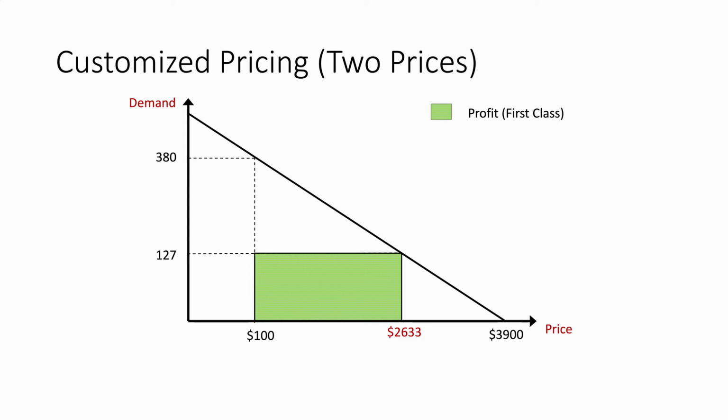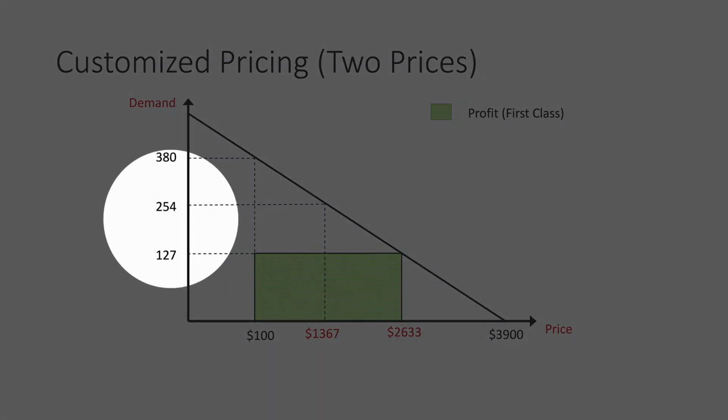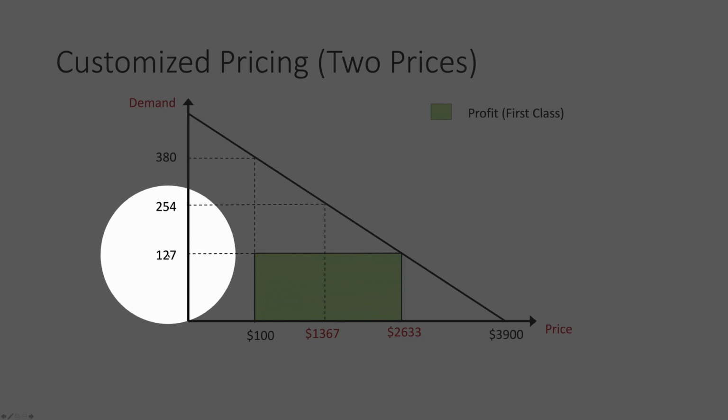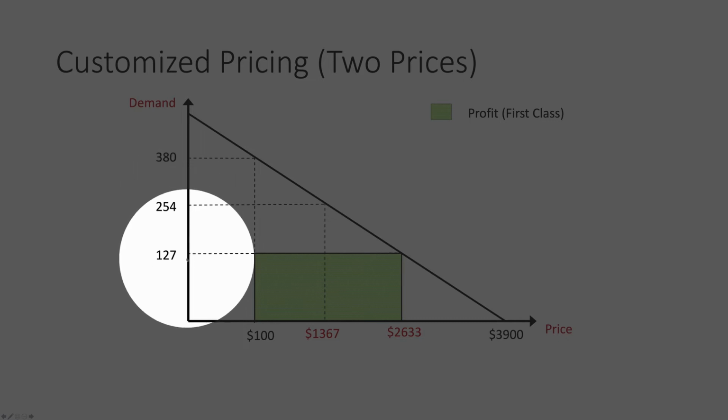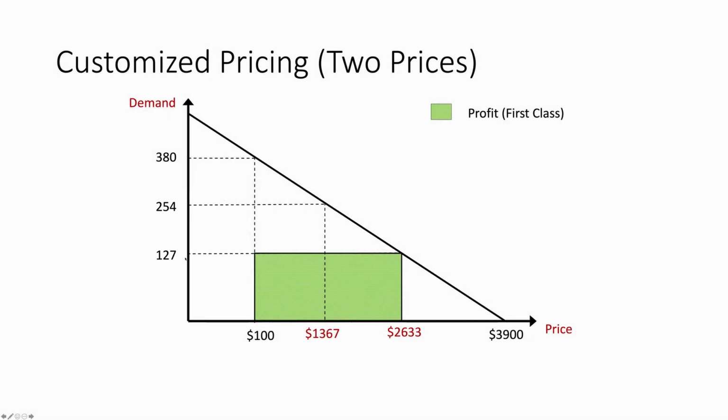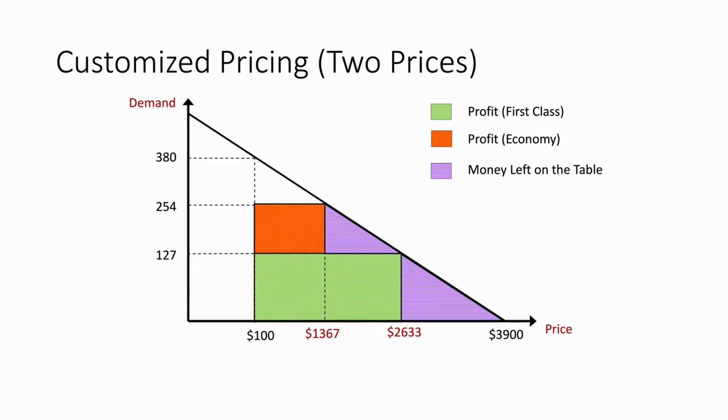Next, we charge a lower price on the economy class, $1,367. And the demand we receive from the economy class would be 254 minus the customers already served, 127. So this segment is the demand for the economy class. And the profit from the economy class is the size of this rectangle. Although we still have money left on the table, keep in mind that in this case, money left on the table involves the sum of two triangles. And we still have passed up profit.